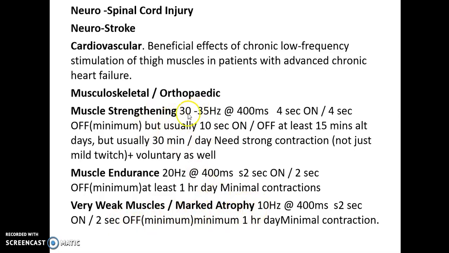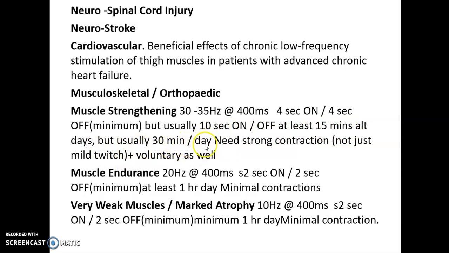So the dosage here for improving the muscle strength is 30 to 35 hertz. We know that the characteristics are frequency and then you have the pulse duration. So the 30 to 35 hertz of frequency at the rate of what microsecond? We are talking about microsecond, 400 microsecond. So you will give 4 second on, 4 second off. But usually 10 second on, off at least 15 minutes alternate days. But usually 30 minutes per day.